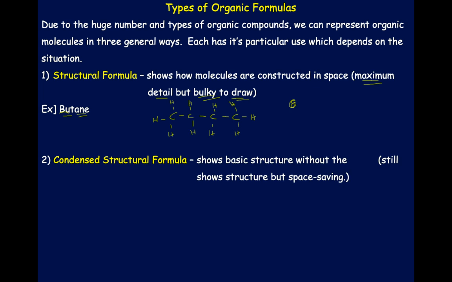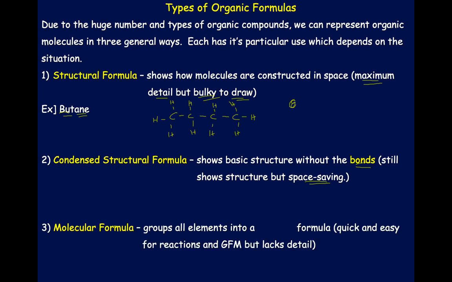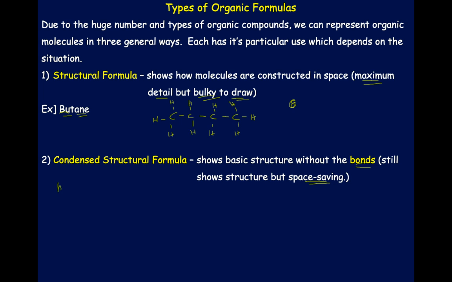Number two is something called a condensed structural formula. This is a basic structure, but without the bonds, and it's space saving. These are very popular, and there are different ways you can write a condensed structural formula. But basically, we go carbon by carbon and write down what is on the chain. So, for example, if I wanted to do this for butane again, I'll use what's above.